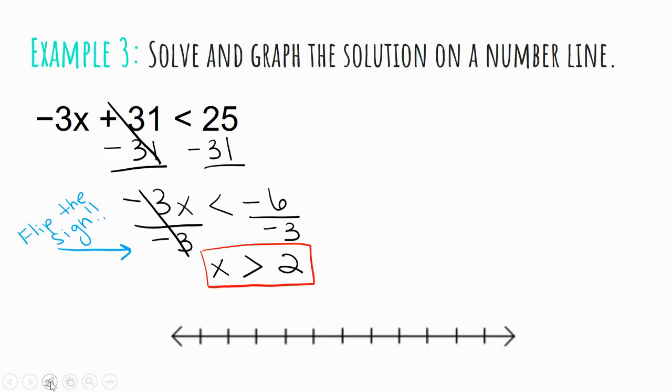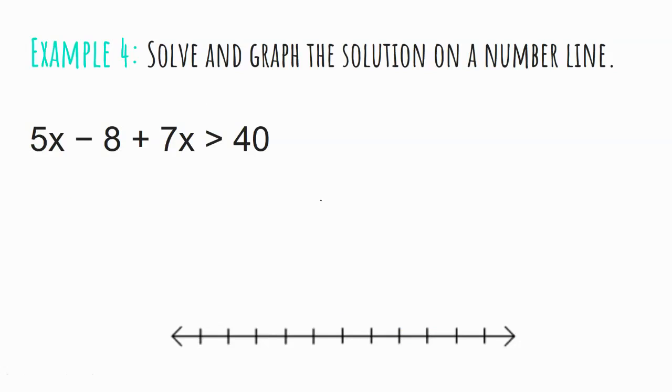So let's put 2 on our number line. And let's go 4, 6. This is going to be 0, negative 2, so on and so forth. We are going to put a circle at 2. We're going to leave it open because it's not greater than or equal to. It's just greater than. And then we are going to shade it to the right because it's greater than.